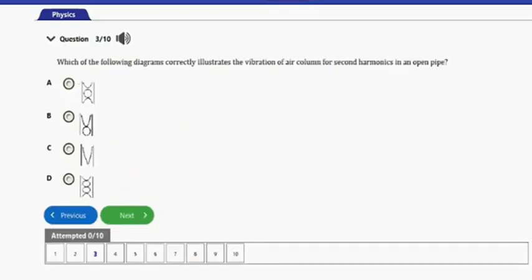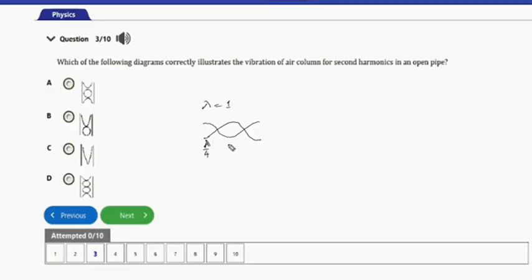So the next question here, question number 3 says, which of the following diagrams correctly illustrates the vibration of air column in second harmonics in an open pipe? Alright, so guys, the answer to this question is going to be option A here. Now, in order for us to verify this, we need to understand that for second harmonics, lambda is equal to 1. So for this structure in option A here, if we sum up this, we're going to have lambda over 4 for the first here, which is actually a half.